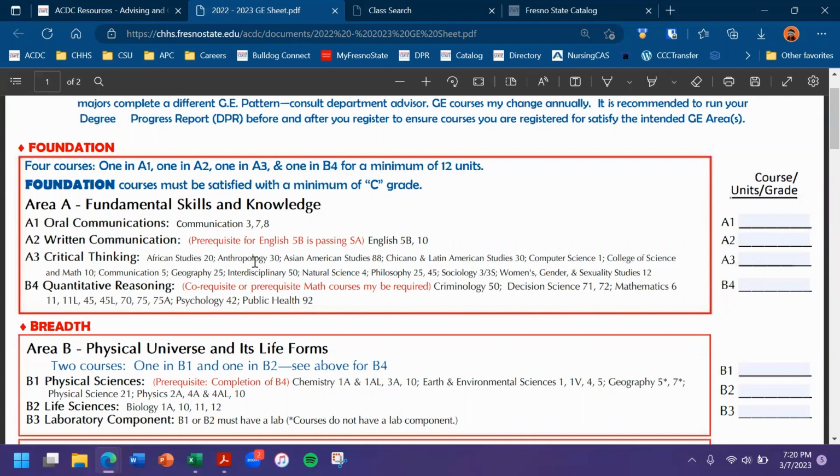Similarly, for quantitative reasoning, many majors will require a specific course, which is generally split between statistics type courses, calculus, which is your Math 75 and 70 classes, and then Math 45, which is more of an introductory math. Crim 50, Math 11, Psych 42, and PhD 2 are all statistics classes. So if your major requires one of those courses, that's the area you would want to take.